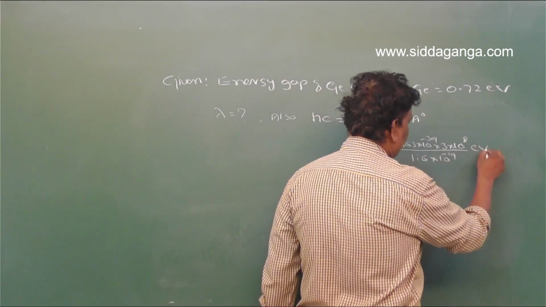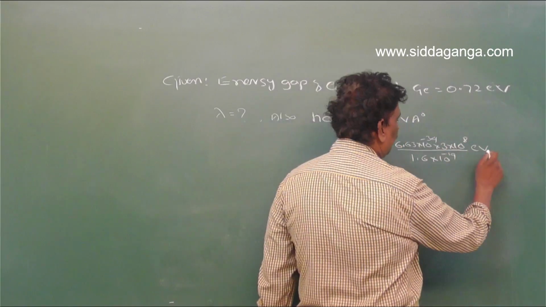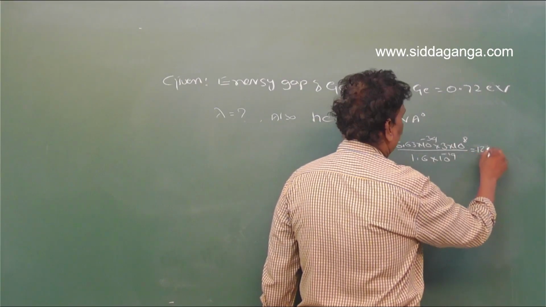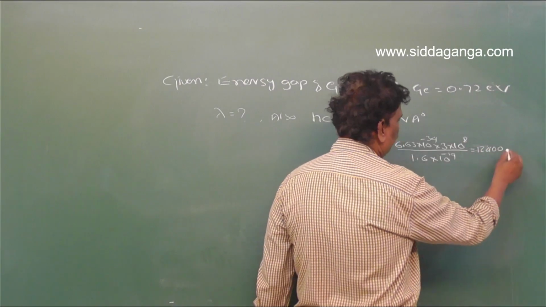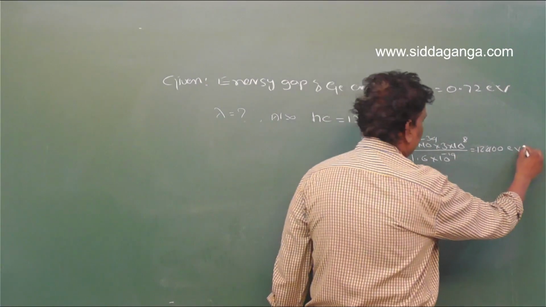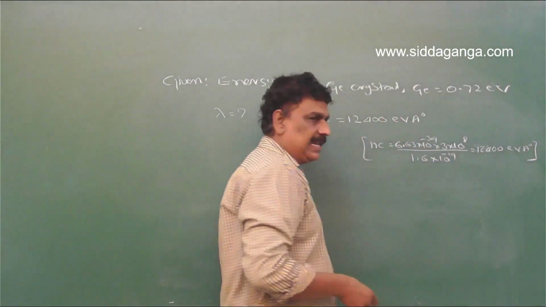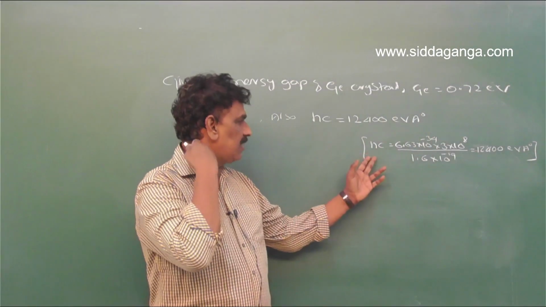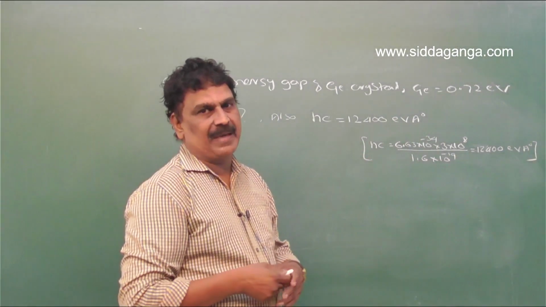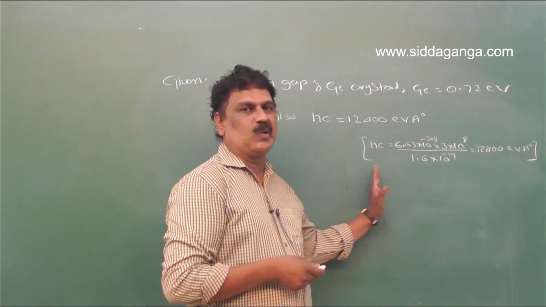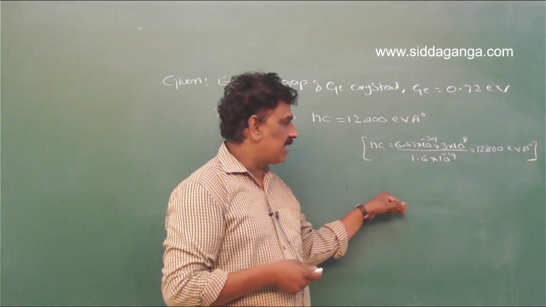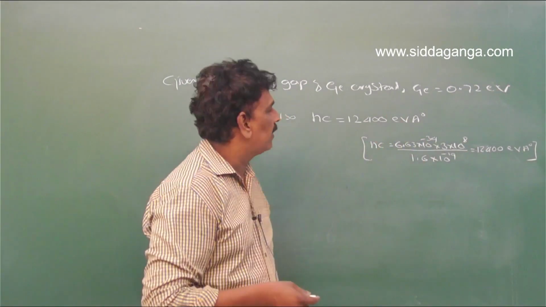So that becomes EV into 10 raised to the power of minus 10 meter, which is equal to angstrom unit. In any case, when we calculate the energy of electromagnetic radiation, E is equal to h nu or E is equal to hc by lambda. But in case of lambda, straight away we can take this value.